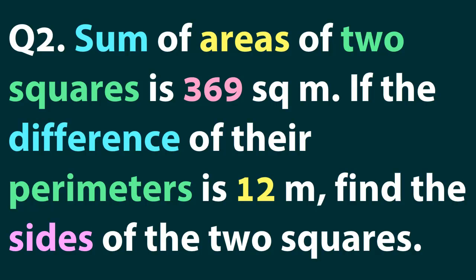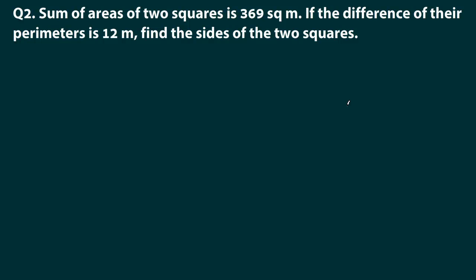Now, let's try to draw the two squares and visualize it. Maybe the first square looks something like this, and the second square is a little bit bigger than the first square. We don't know the size of these squares, because that is what we're trying to find out. So let's say the length of the small square is x and the length of the bigger square is y. Now, what is given to us?